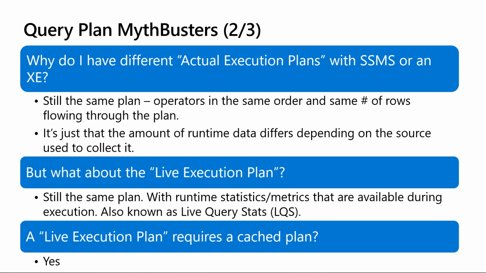And what about the live execution plan? It's still the same plan. We just happen to tap into the plan after it got created and while it's still running. So it's not post-execution, it's during execution. It already has some runtime statistics and metrics that are available during execution, but not all of the ones that will be available post-execution. It's also known as live query stats. And does live execution plan require a cached plan? Yes, always. Only cached plans can be retrieved through the live query stats feature.